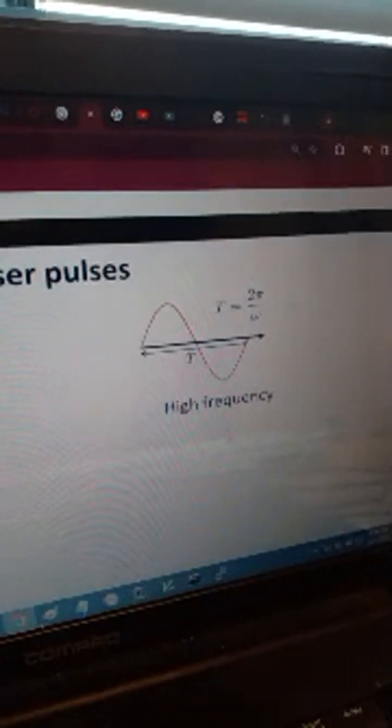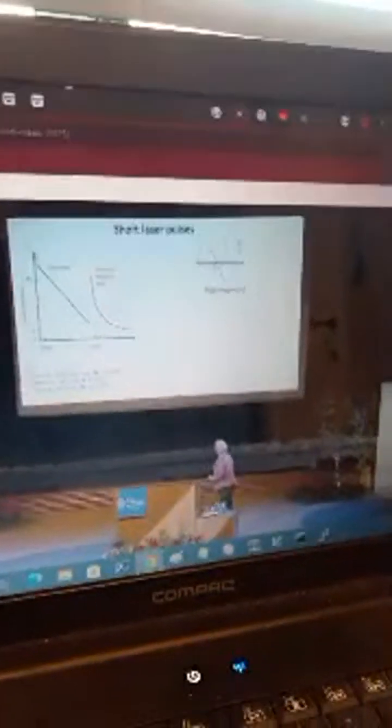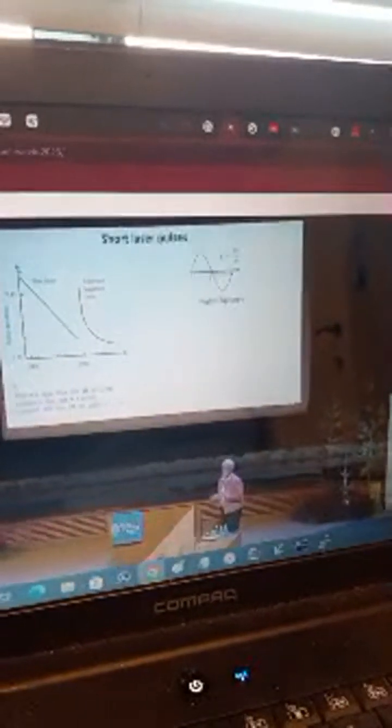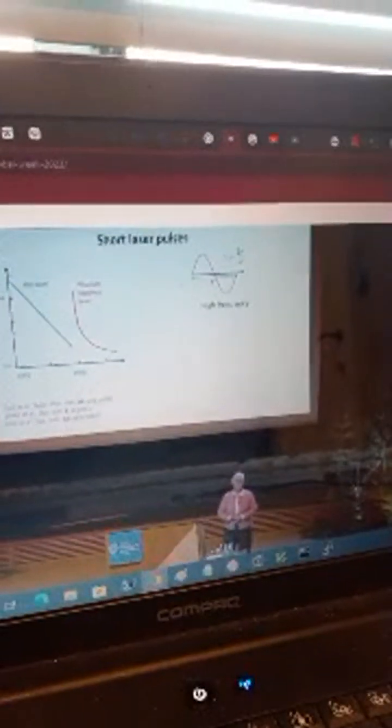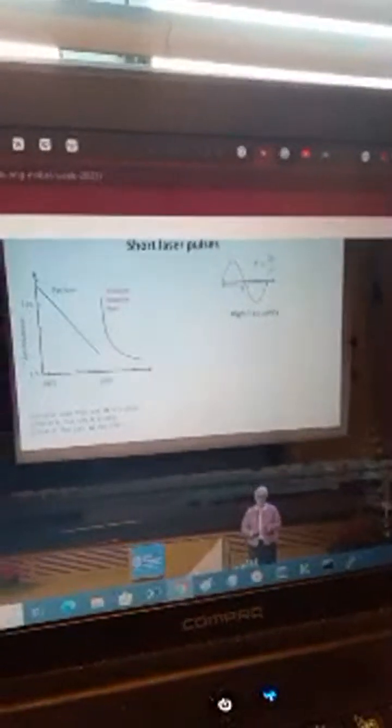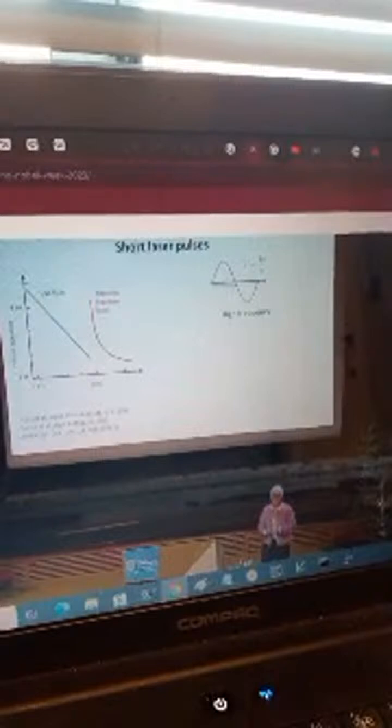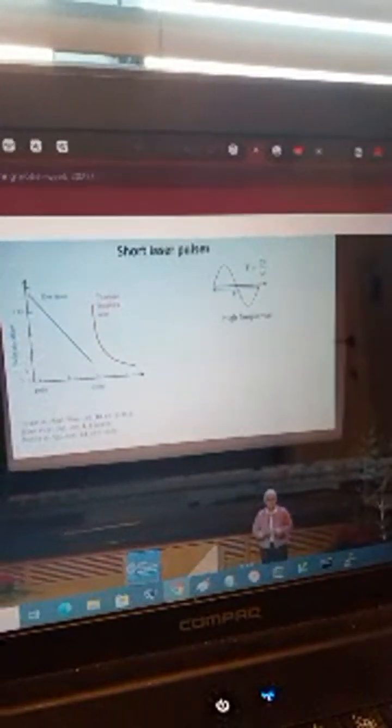And to talk about a light pulse, you need to have at least one optical period in this pulse. And the optical period of, for example, a titanium sapphire laser is 2.6 femtoseconds. So in order to decrease the pulse duration, you need to decrease the optical period, which means to go to higher frequencies. Now, the second condition to get short pulses is that you need a broad bandwidth.